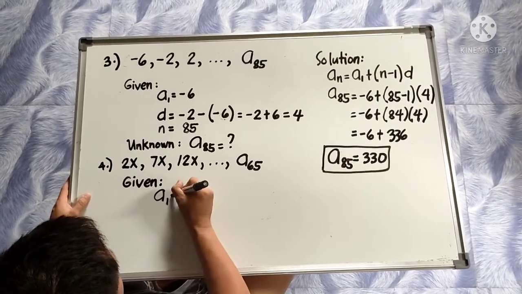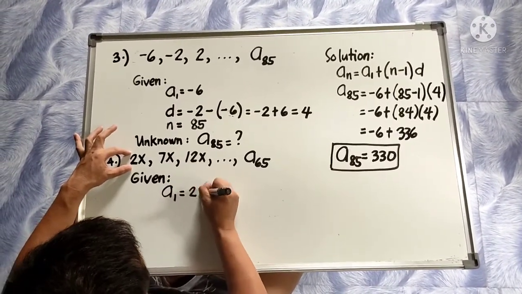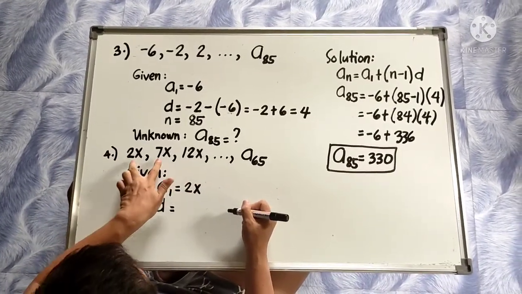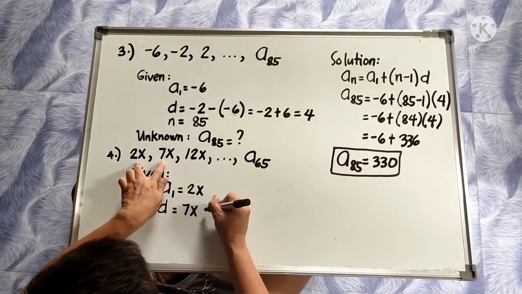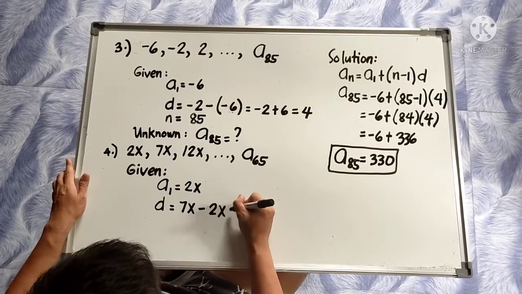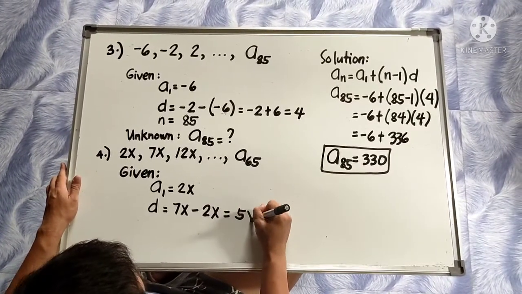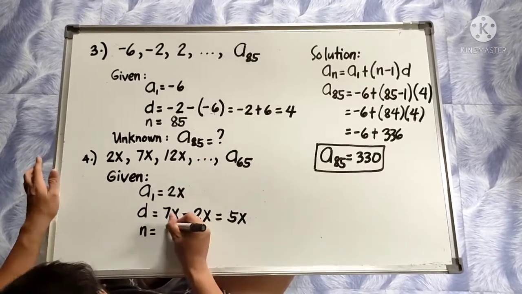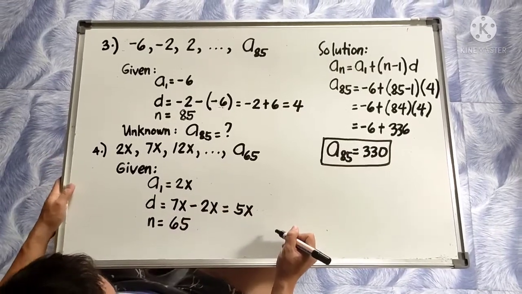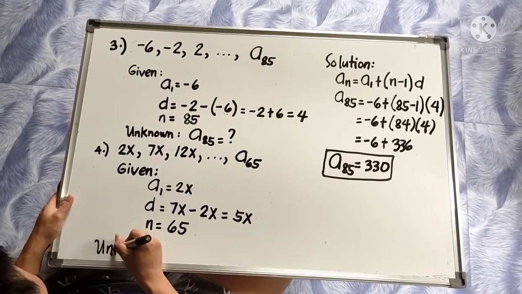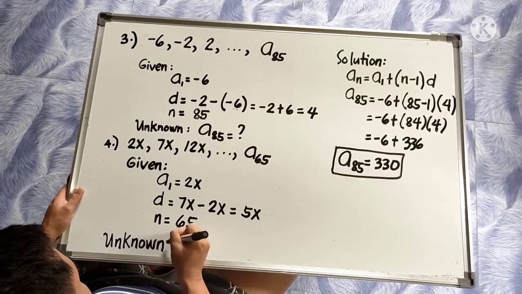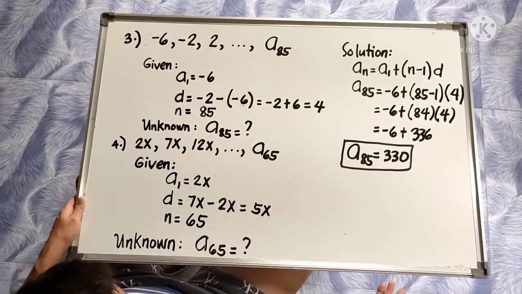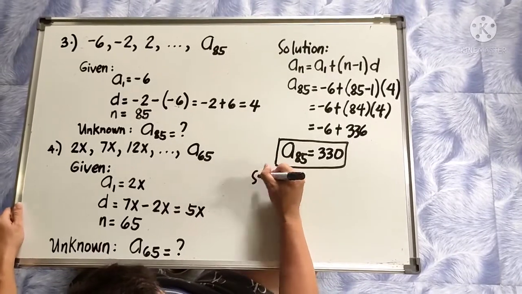Our a sub 1 is the first term, that is 2x. For the common difference, you choose any two consecutive terms. So I will choose this: 7x minus 2x. And that is equal to 5x. Now our n is equal to 65 because we are looking for the 65th term, which is actually our unknown. Our unknown is a sub 65.